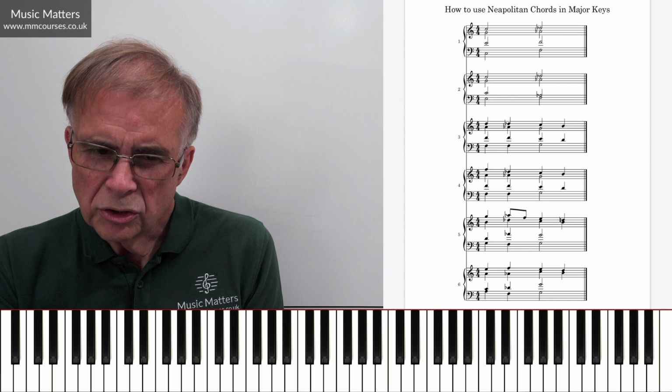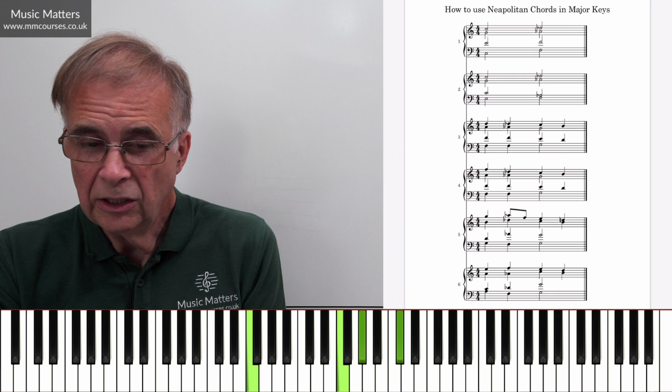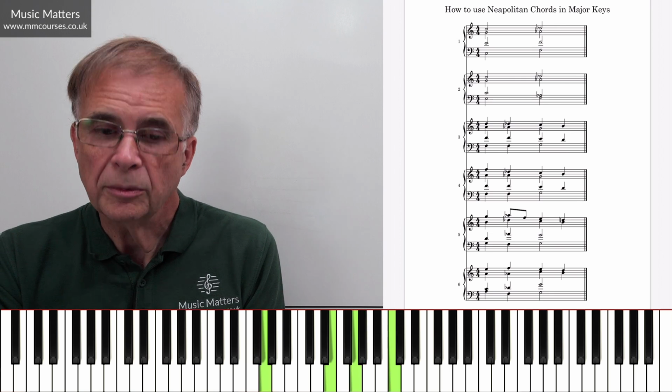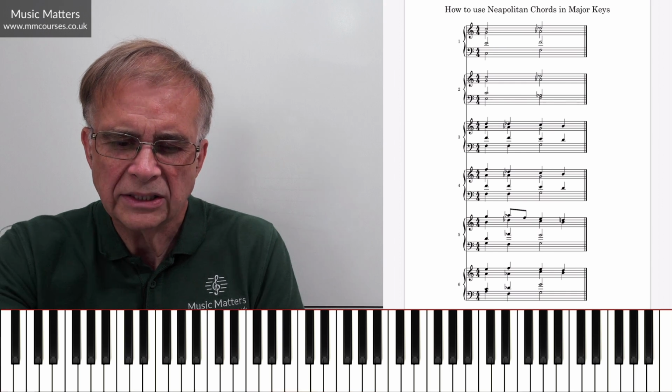So you see, I've got 2B, Neapolitan, and then 1C, or 1 in second inversion, followed by chord 5. And that's quite smooth all round. All the part writing is nice and smooth.